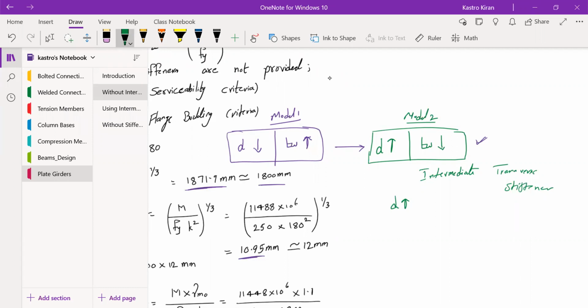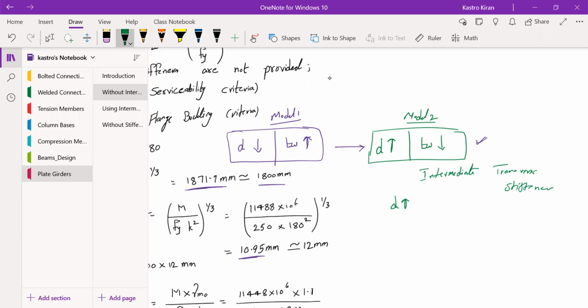And why we are decreasing the thickness of the web in the model 2 problem is, always remember, when you are designing the plate girder using intermediate transverse stiffeners, you should ensure the thickness of the web to be the smallest value.